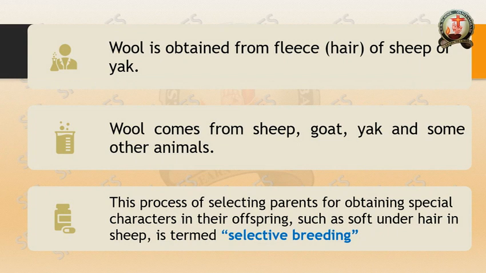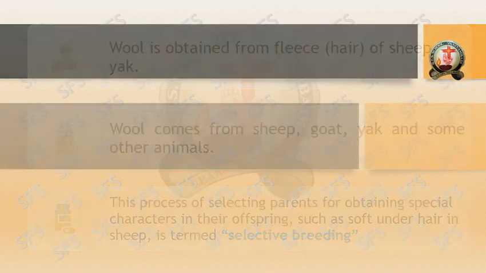That's the reason why those people do selective breeding. They pick only those animals which have soft underhair, and through them the offspring, the new baby animal which is obtained, will also have similar characteristics in its soft hair. That's why we undergo selective breeding.